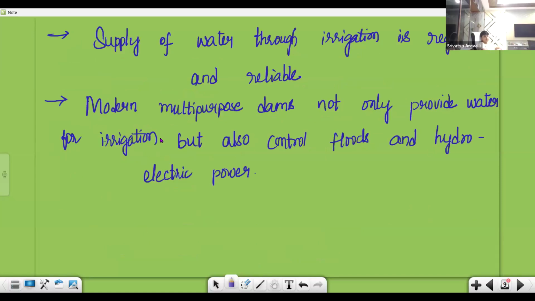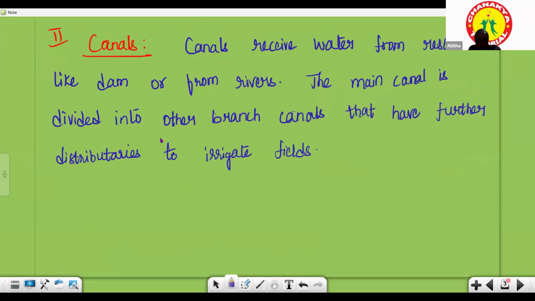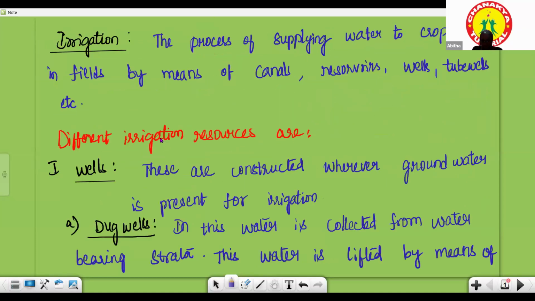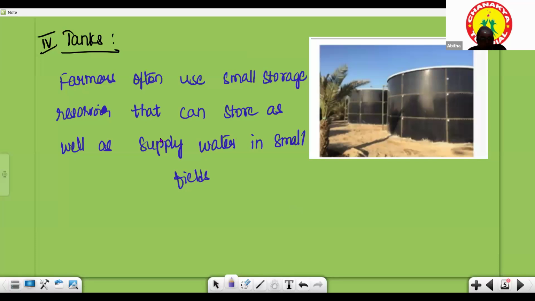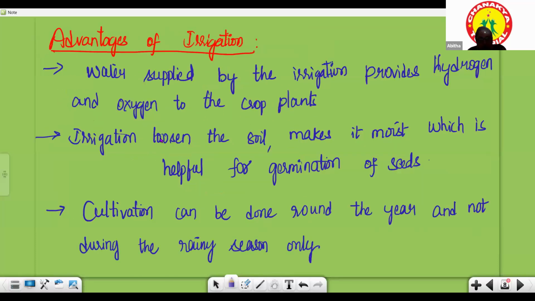Okay, so what we discussed in today's class is irrigation. What is irrigation and what are the types of irrigation? Irrigation is a practice of supplying water. In that we have discussed types.